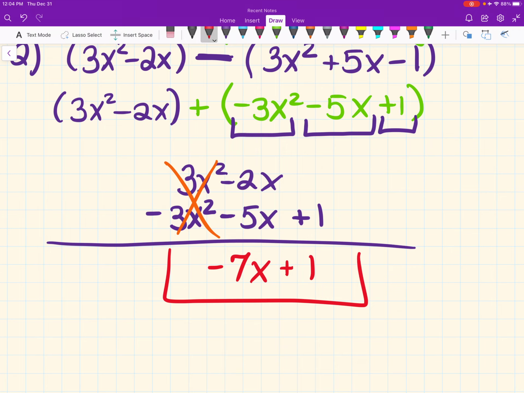Okay, so the only difference between this and section 5 is that you first need to distribute that negative and then stack and add. Again, do not change your exponents.